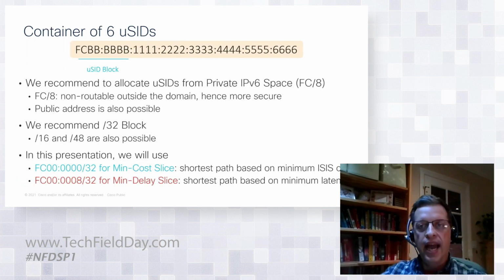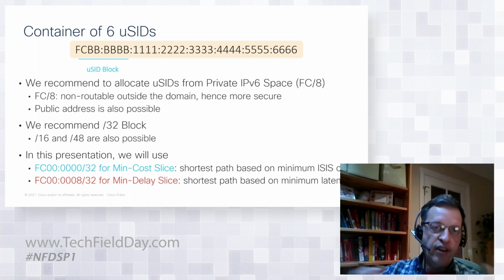In real life, when you look at an example of a micro SID carrier container, the first point to talk about is the block. The block can be allocated from the private IPv6 space, so FC/8 as a non-routable, hence secure, or it can also be a public prefix that has been assigned to the operator. We recommend blocks that are /32 prefixes. They can also be /16 or /48. Pictorially, I think the last bullet is the important one.